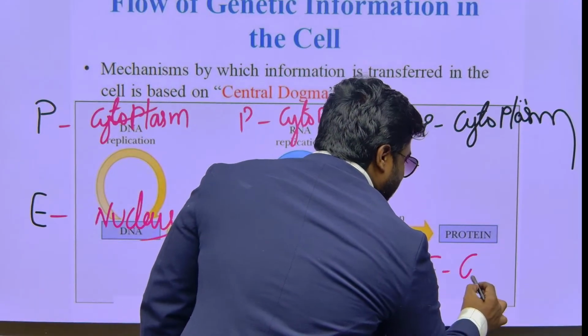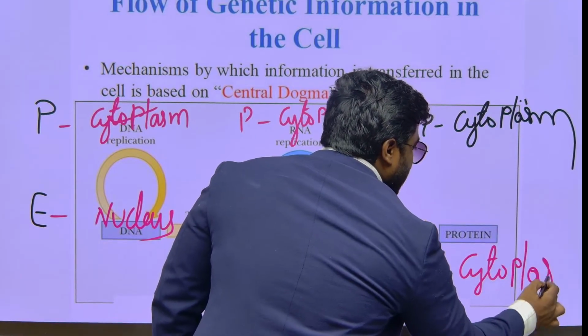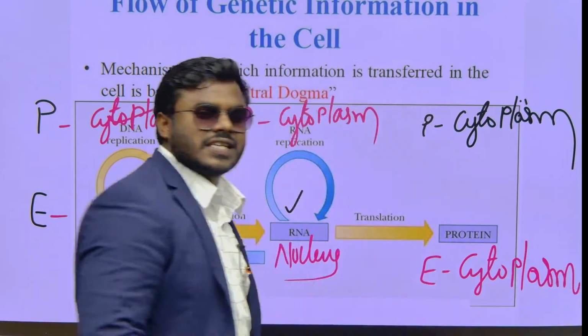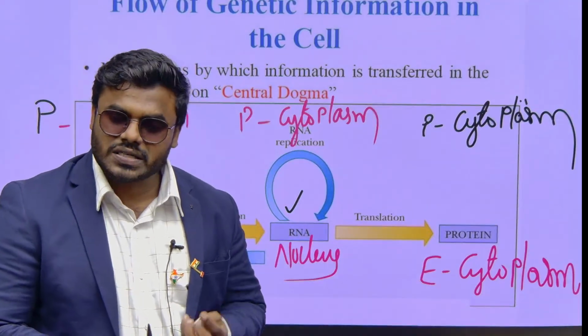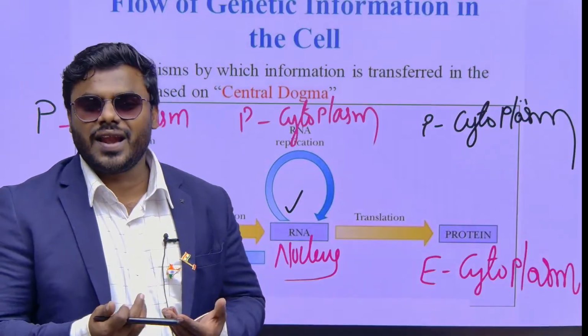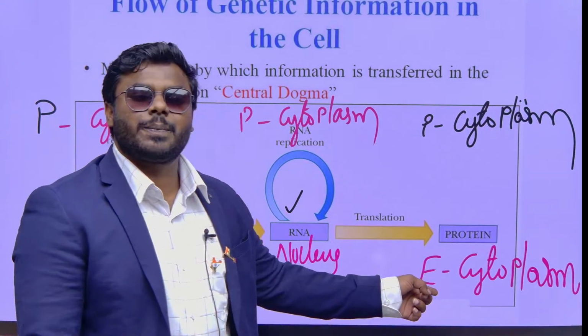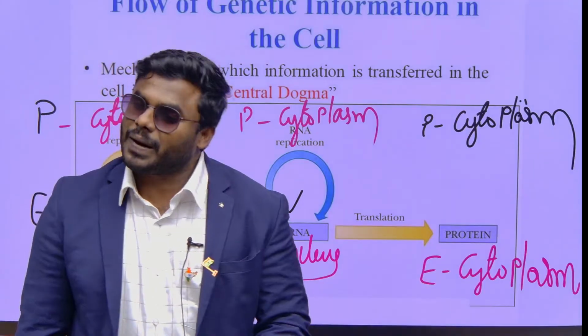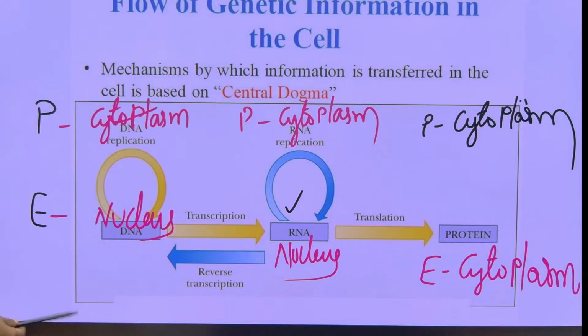Because whether it is a prokaryotic organism or a eukaryotic organism, the process of protein synthesis happens exclusively in the cytoplasm, because the enzymes and the RNA which are required for the synthesis of protein are exclusively present within the cytoplasm only. Correct? Now all of you answered.